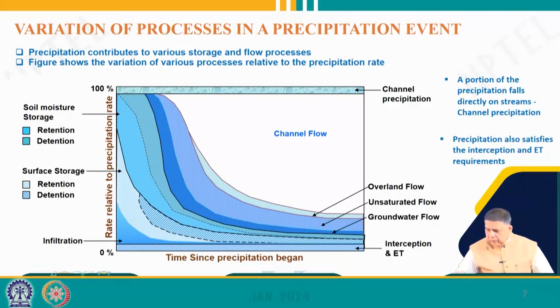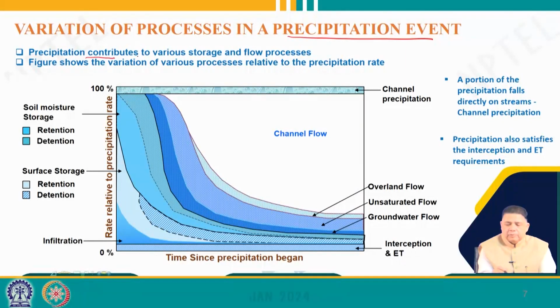Then coming to the variation of processes in a precipitation event, of course, we know that the precipitation contributes to various storages and flow processes, and this figure shows the variation of various processes relative to precipitation rate. So, here on this scale you have 0 to 100, that is the rate related to precipitation rate, and this is the time since the precipitation began, that is on the x-axis.